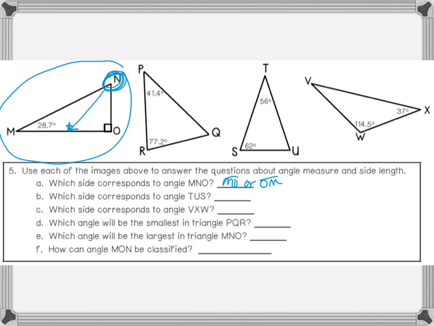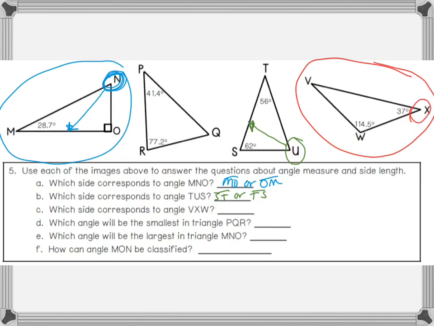So then let's look at angle TUS, which is right here. Which side corresponds? It's the one that is directly across the triangle, so it's ST or TS. Which side corresponds to VXW? That's this one right here. So we're looking at this triangle, so VXW. The side that is across from it is VW or WV.